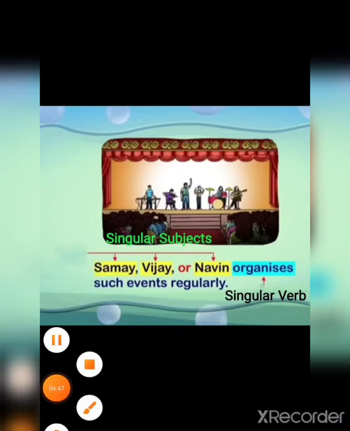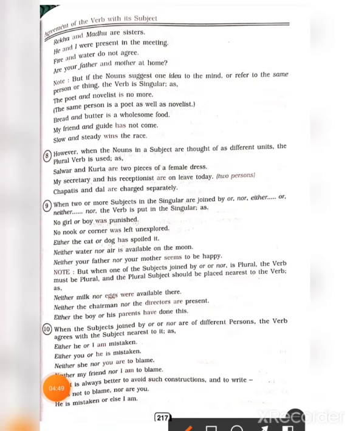Okay. Now again take a look at your book. Same page number 217. If you open your book, then you will see number 9. Look at number 9. When two or more subjects in singular, or subjects are joined by or, nor, either-or, neither-nor, the verb is put in singular. I have just said this point to you. So some other examples are also given.